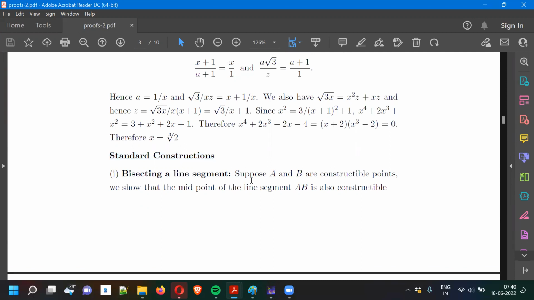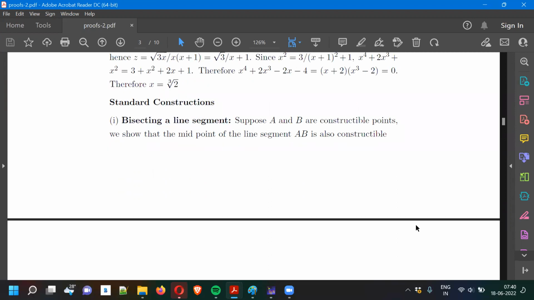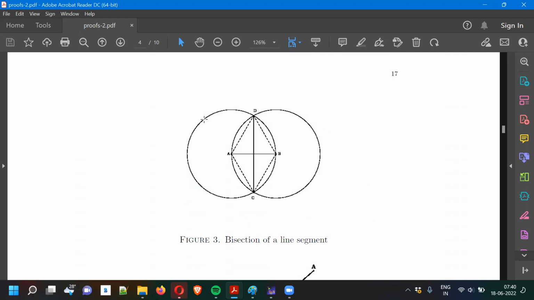Okay, so what are these standard constructions? Given a line segment, how will you bisect it? Okay, how will you find the midpoint and bisect that line segment? So the construction looks like this. Okay, I'm not going to explain, read through this. You have done this in school, so I'm not going to repeat this. Okay, very simple.